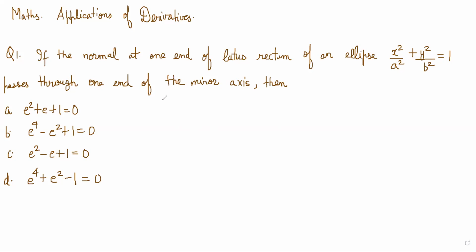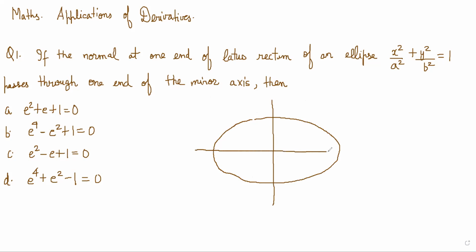Normal at one end of the latus rectum of an ellipse passes through one end of the minor axis. What is the condition on eccentricity? The latus rectum is somewhere here. What is the position of the latus rectum's end? One end.